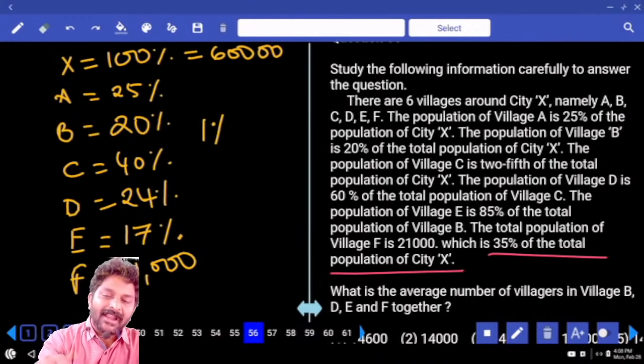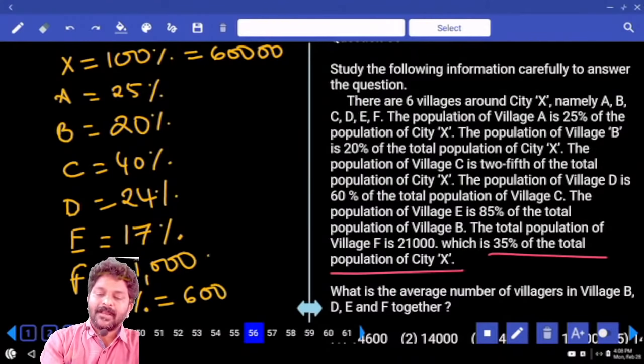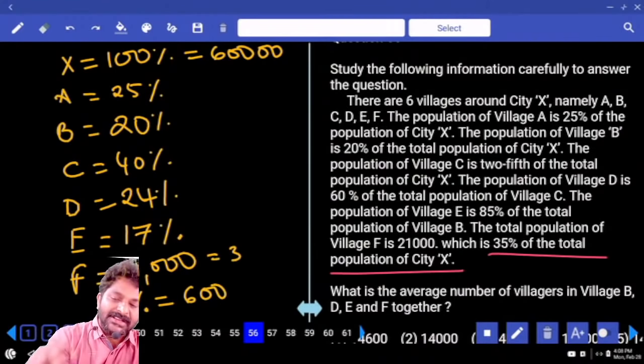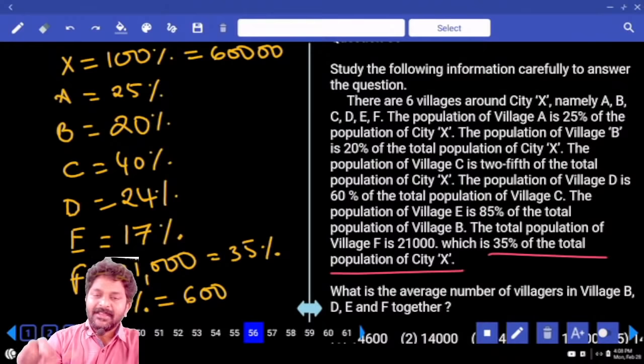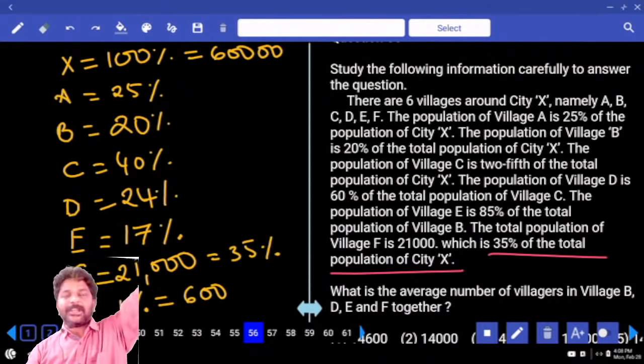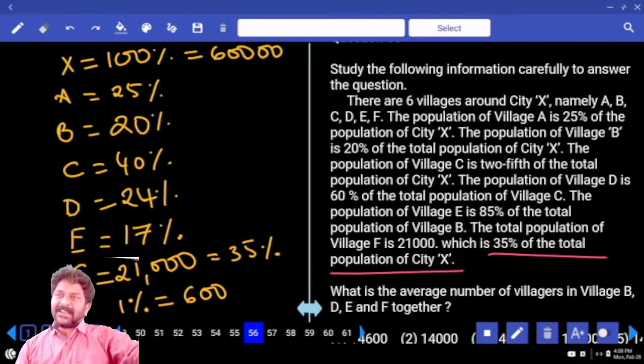On the other hand, we can write it as 1% value is equal to 600, and now this value, you know that it is equal to 35%. So all these percentages are with respect to total population of village X, that is 100%.